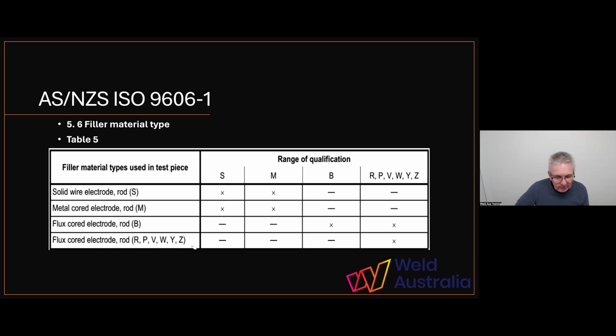And like I said, we'll backtrack over all this in the training. So that's basically covering the material grouping that we can check the range of qualification for. We can check the coatings and the electrodes. We can also check the range of qualification in the filler material types to work out what range is there.